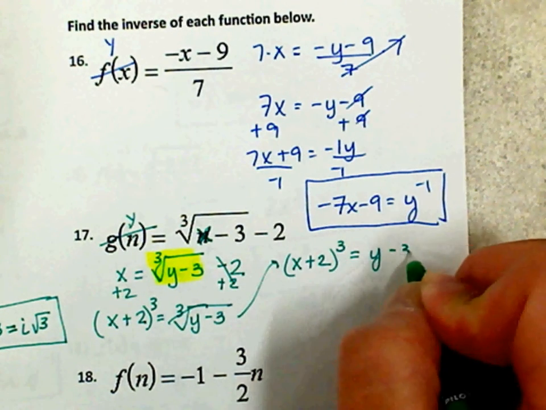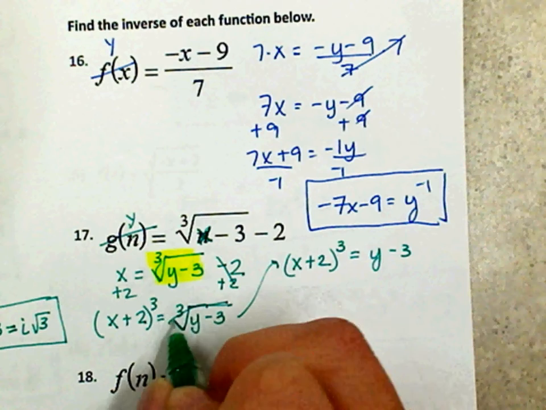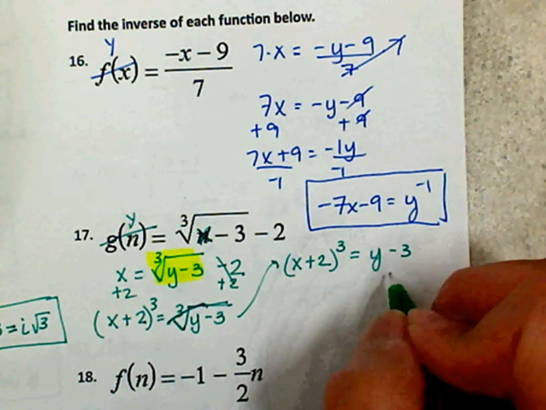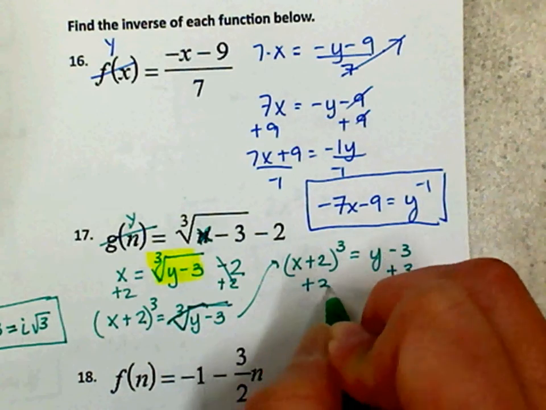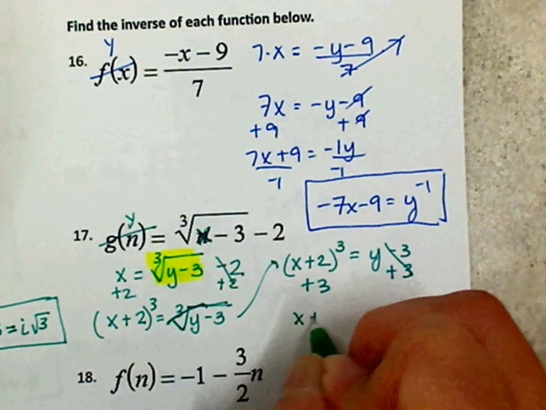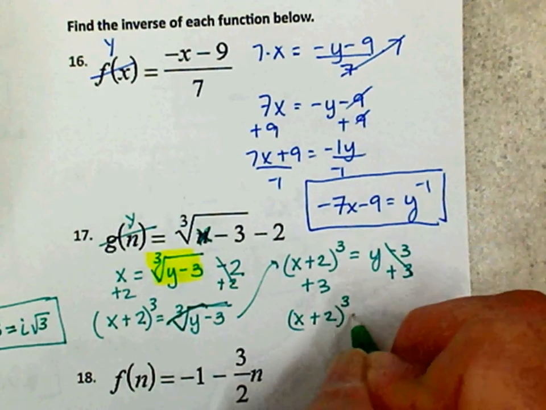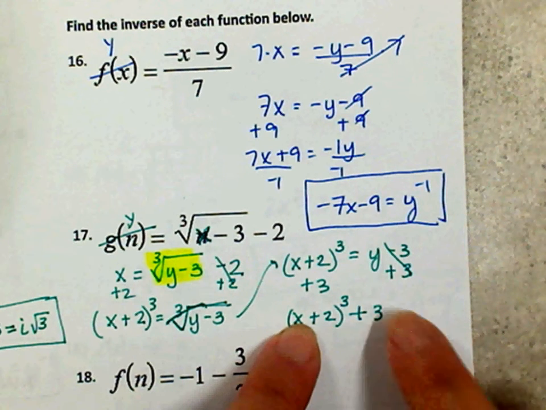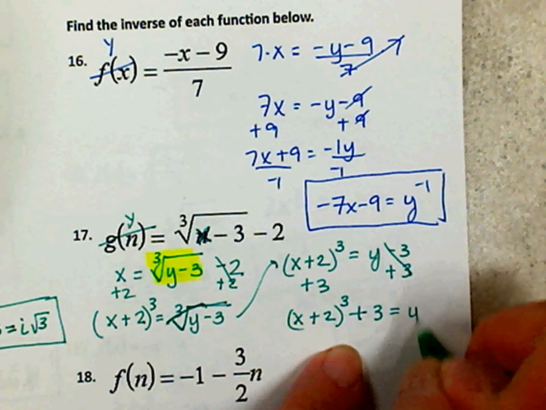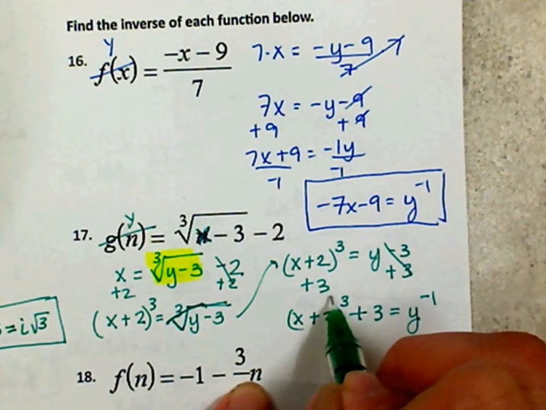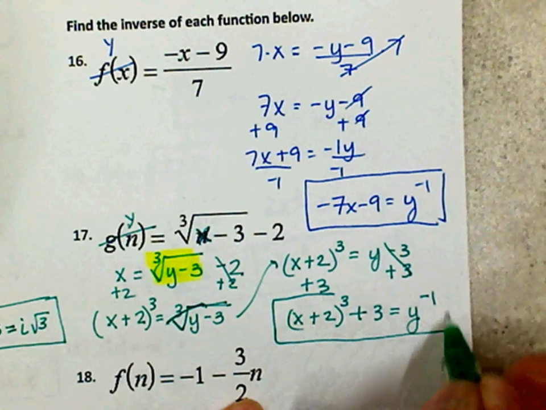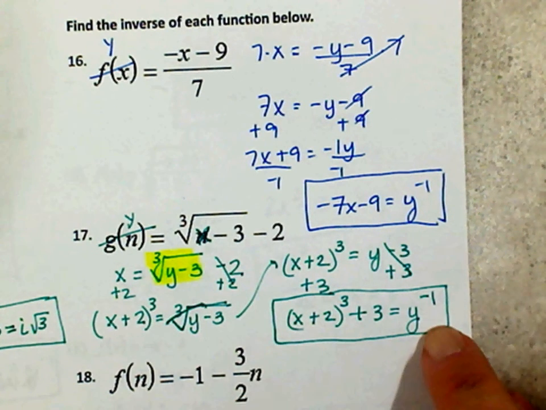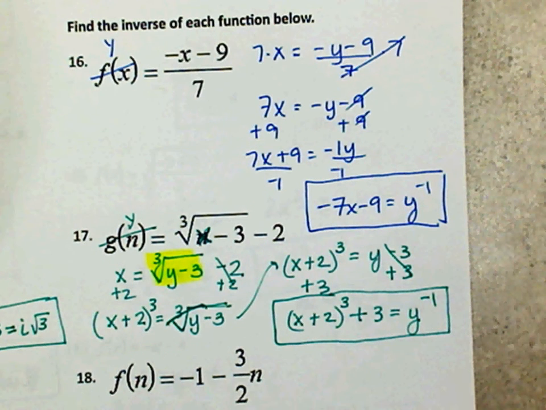See how I just got rid of that? Okay, you can cube root it. All right. Add 3 to both sides. So x plus 2 cubed plus 3. Now, these two I cannot add. One's inside the parentheses, the other one is not. Equals y, add your negative 1. And at this point, you can change that back to an n, and you can change that back to g of n, but not required. Okay?